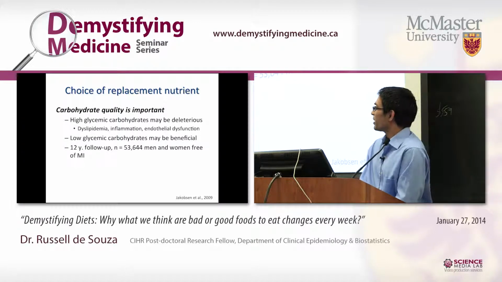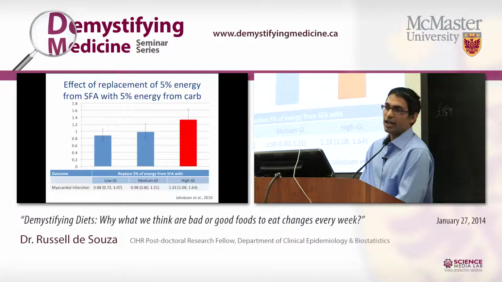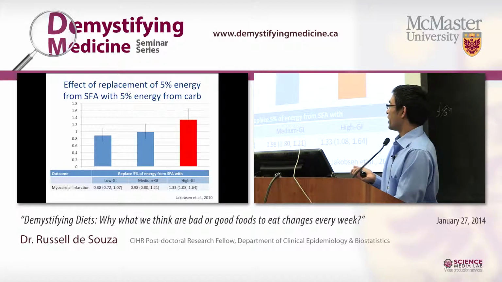So this was studied directly in a prospective cohort of 53,000 men and women free of MI at baseline. And just to summarize in one slide, what they found is that replacement of saturated fat with either low or medium glycemic index carbs, so higher quality, less refined carbs, was not associated with increased risk. However, when saturated fat was replaced with high glycemic index carbohydrates, processed and refined grains, they were associated with a 33% increased risk of MI.